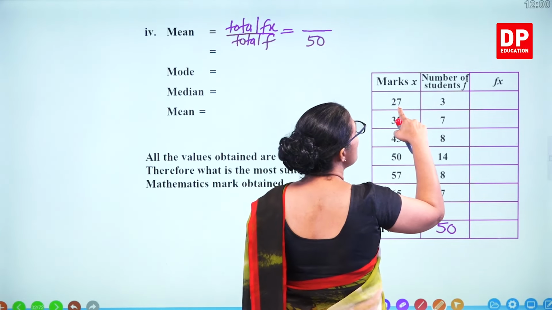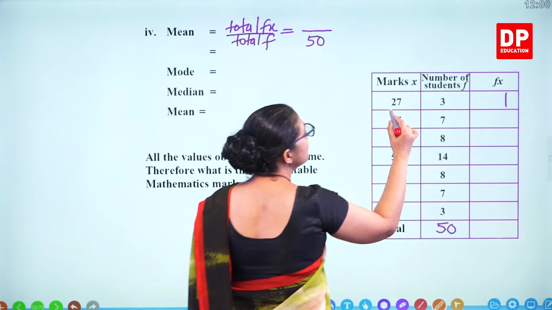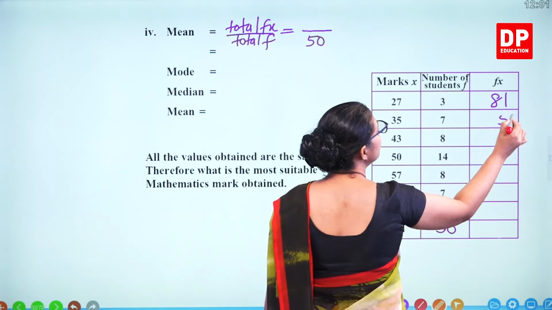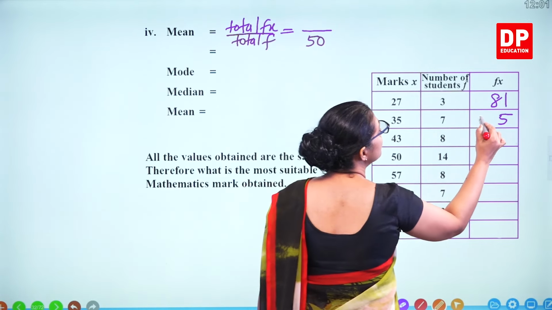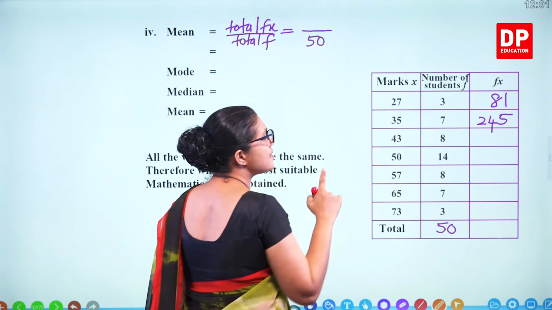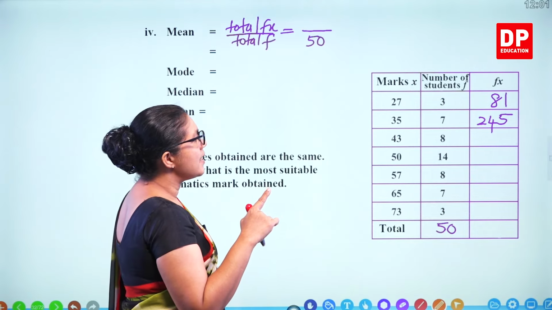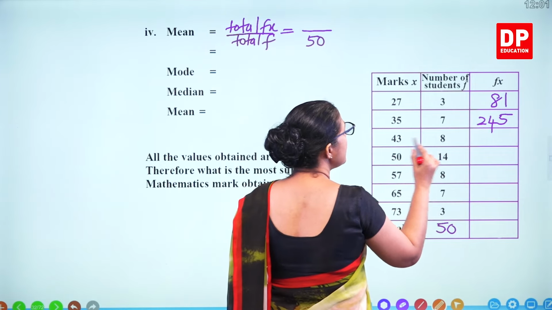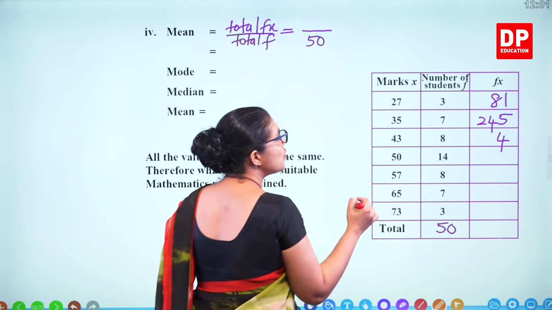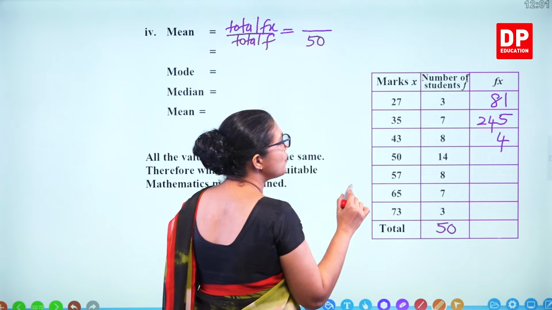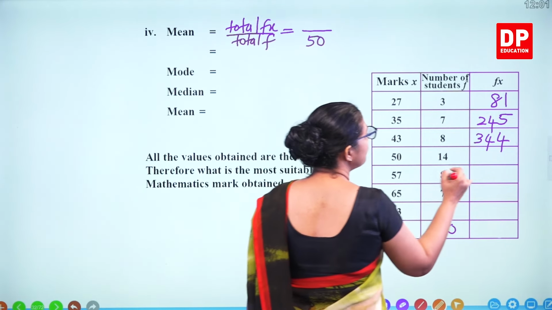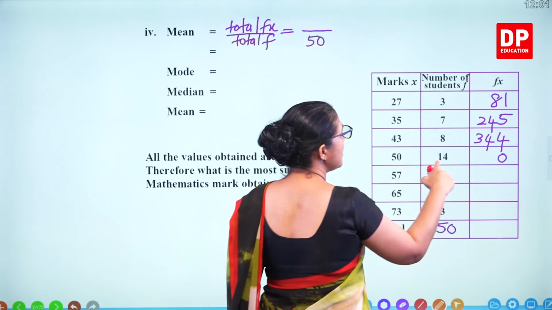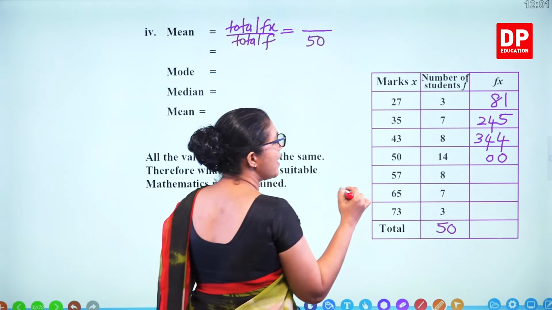Multiply 3 times 27. 81. 7 times 35. 245. Just see, 7 times 5, 35. 3 remaining. 7 times 3, 21. Plus 3, 24. 43 times 8, 24. And 2 remaining. 8 times 4, 32. 32 plus 2, 34. 50 times 14. Multiply by 5 here. 20. 2 remaining.